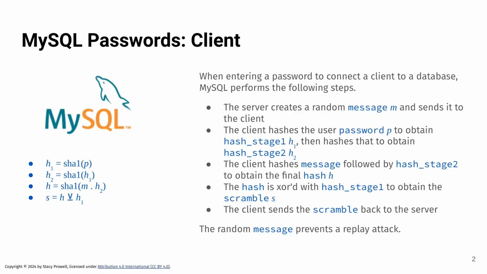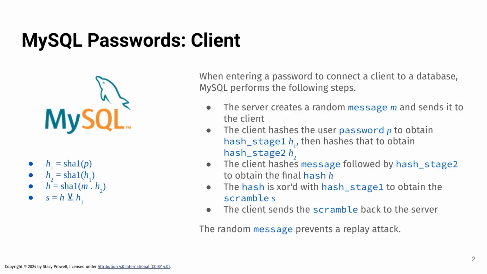First, let's create a random message M, just a string of random bytes. Just throw some random bytes out there. And we send that to the client. So the client can't predict that, and observers couldn't predict it. A string of random stuff just goes across the wire.